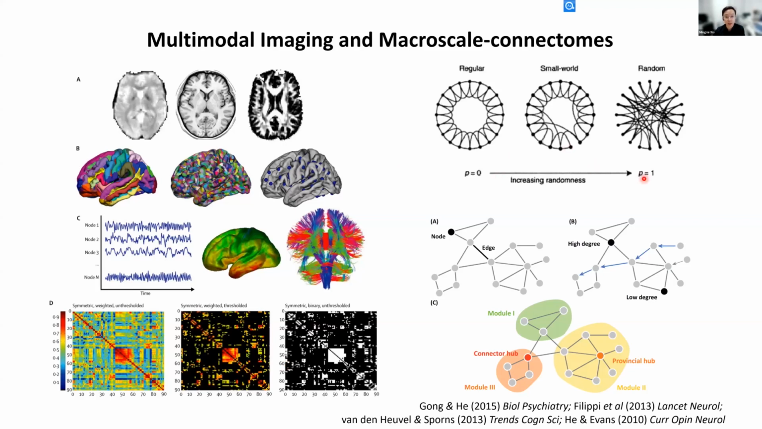For example, at the global level, we can examine whether the brain networks follow a small world configuration with a balance between global efficiency and local efficiency. We can also identify important hub nodes with dense connections or pivotal edges for information transfer in the brain network. We can also assess the modular structure of the brain network and recognize connector hubs that are critical to link different modules or different systems.